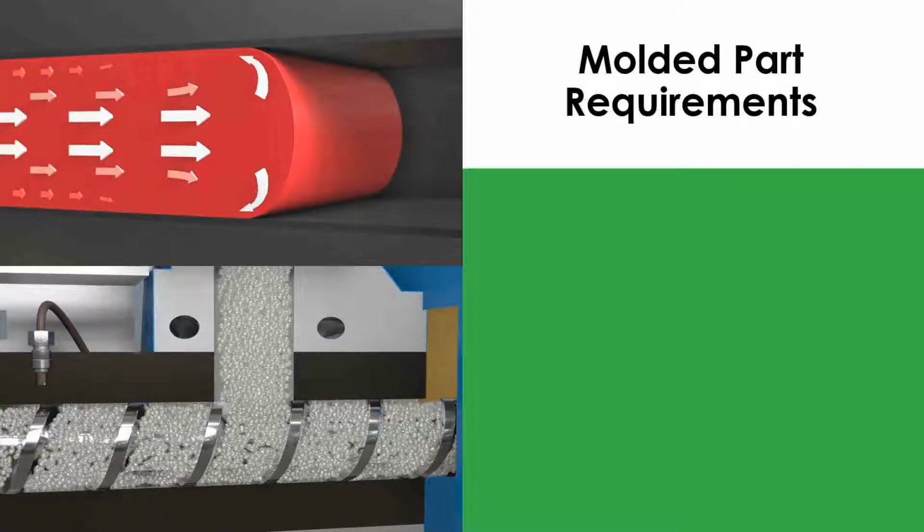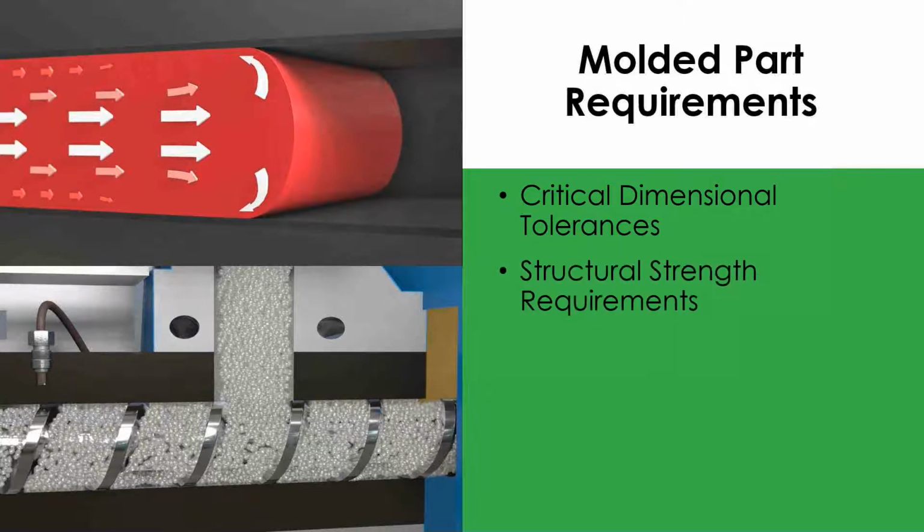Okay, so let's take a look at some molded part requirements. What are molded part requirements? Before you even start designing a part, you really have to understand the critical dimensions and tolerances. You also need to understand the structural strengths and requirements of the part. What does this part really have to withstand in use? Is it in an assembly? Is it a car bumper? Is it a syringe that will get used once and then thrown out?